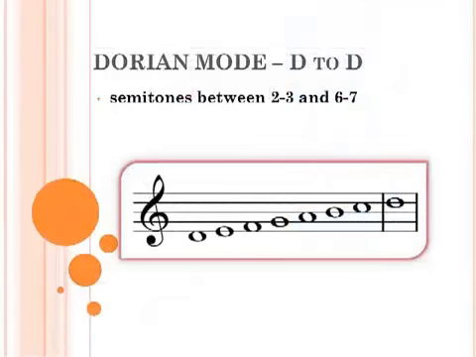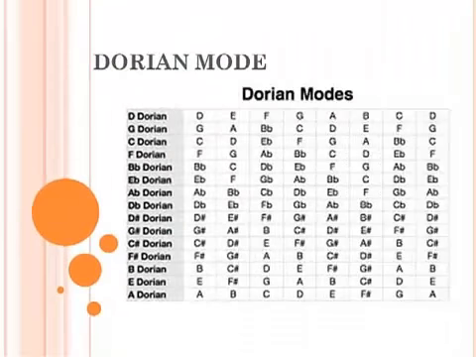The easiest way to correctly write the D Dorian or any mode is to write out the mode using only the white keys. Then you can determine where the tones and semitones or whole steps and half steps are found. This chart simply shows you that the Dorian mode can be written on any key. It just requires the addition of sharps and or flats to achieve the correct order of tones and semitones.